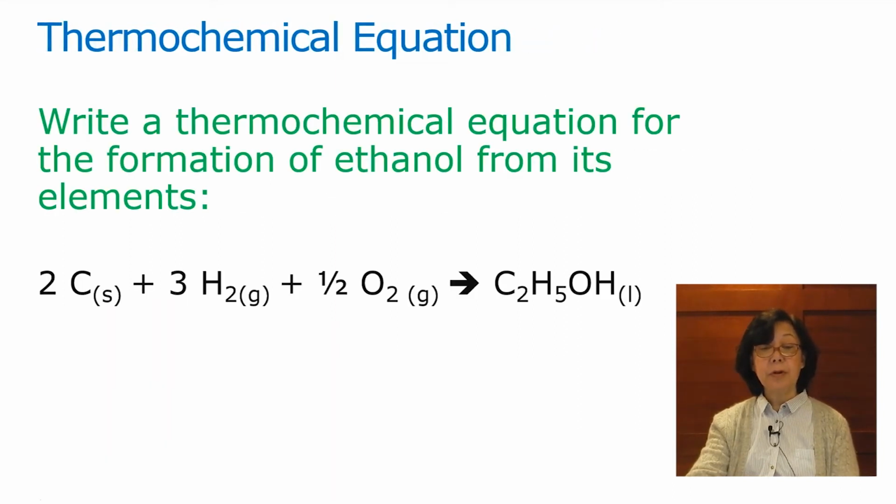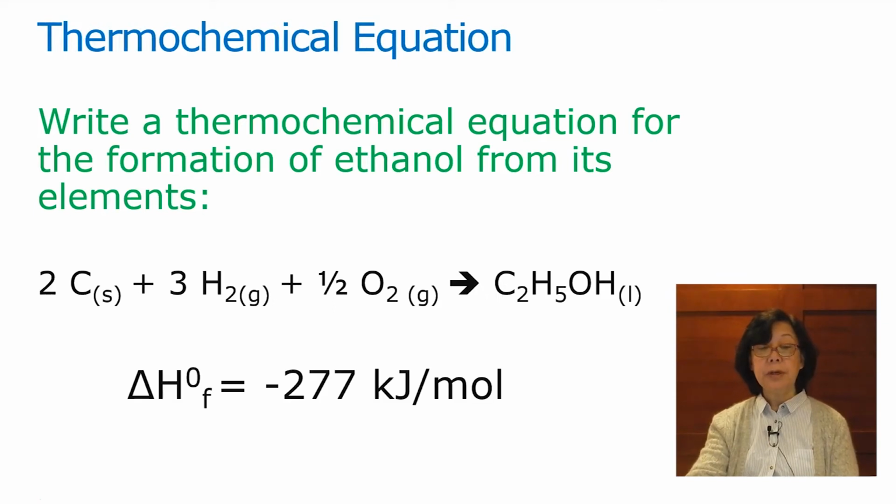Now when we write a thermochemical equation, we write the formation of ethanol from the elements. It comes from 2 moles of carbon and 3 moles of hydrogen diatomic gas molecules and half a mole of oxygen. And the heat of formation, the enthalpy of formation, is negative 277 kilojoule per mole. So we should really learn how to write these equations, the formation of a compound from the elements, making sure that the atoms are balanced.